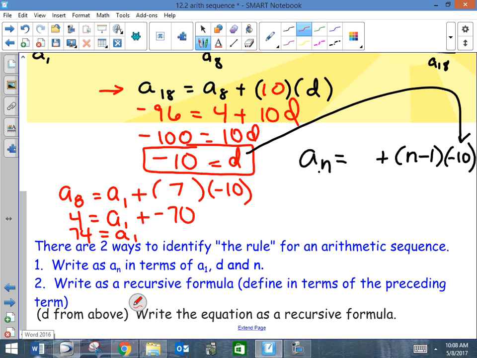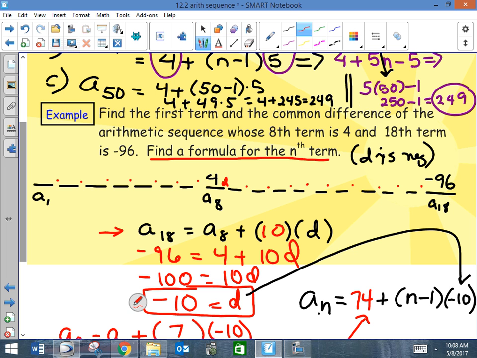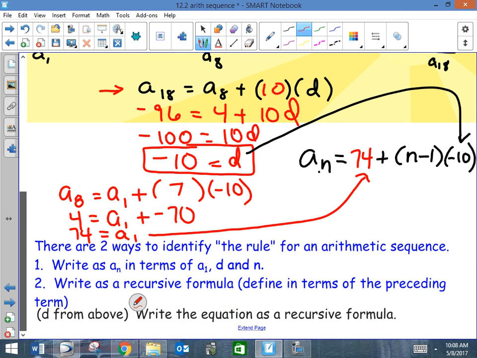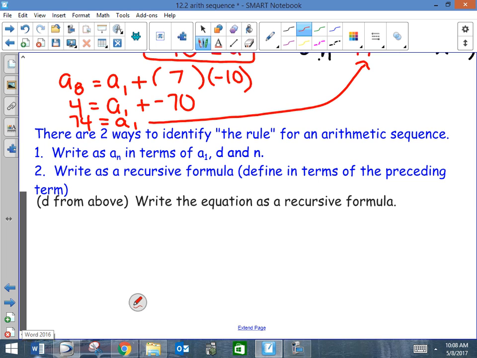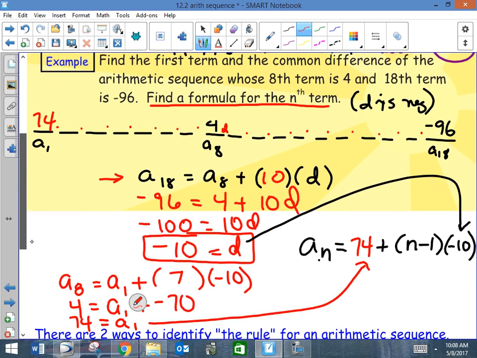Put 74 right there. Now, if you really wanted to check your stuff out, you can start subtracting D's. Just to check, 74 minus 10, 64, 54, 44, 34, 24, 14, 4. And they keep going if you really want to check. Okay? All right. Any questions on that problem before we kind of wrap up?